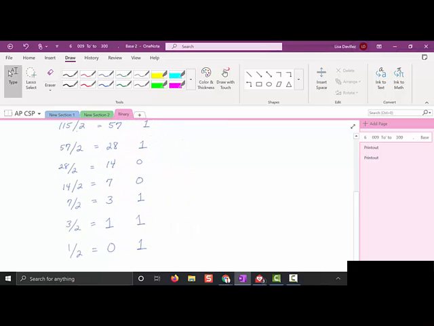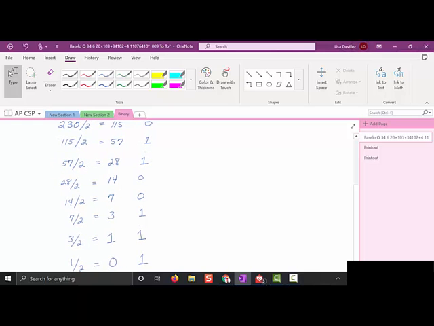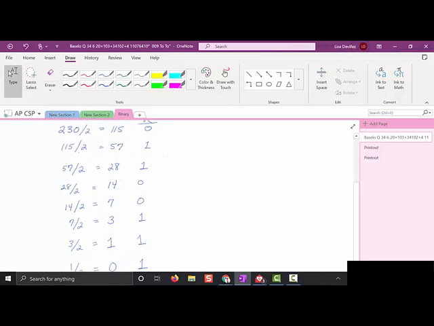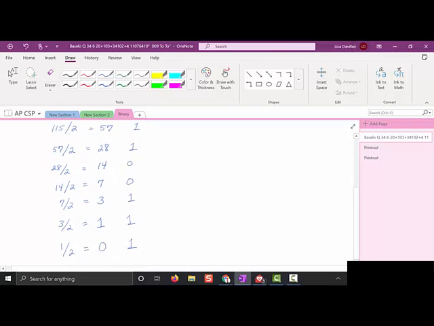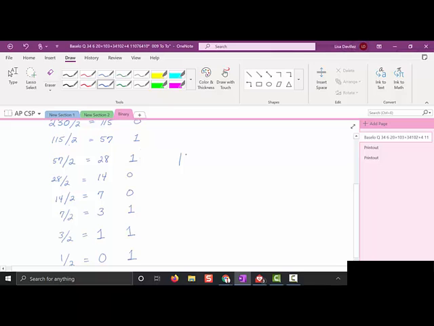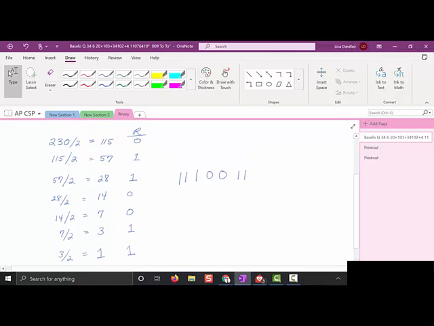All right, so then you get the whole thing on here. I'll try to make it small enough that you can see the whole thing. We start here at the bottom, and so 1, 1, 1, 0, 0, 1, 1, 0. So this is my ones place, my 2, 4, 8, 16, 32, 64, 128.